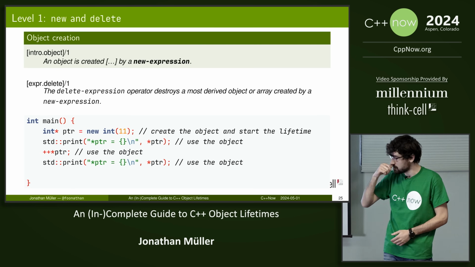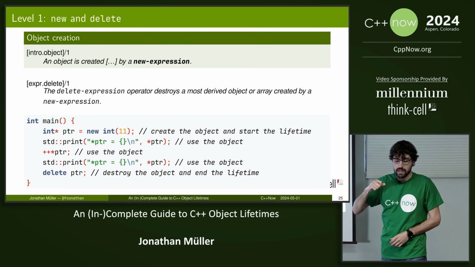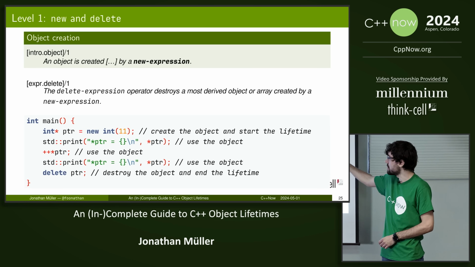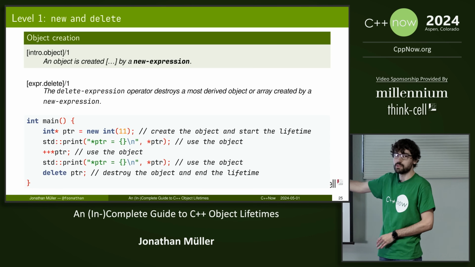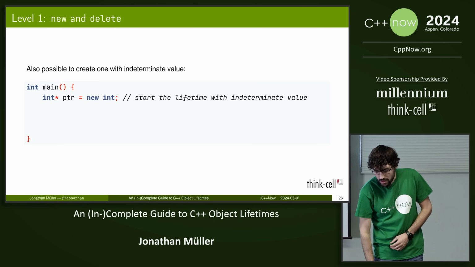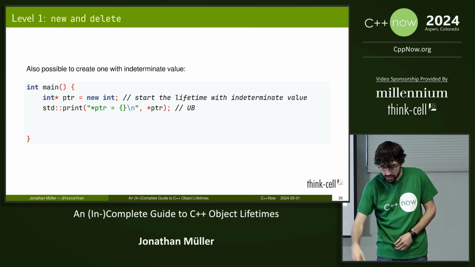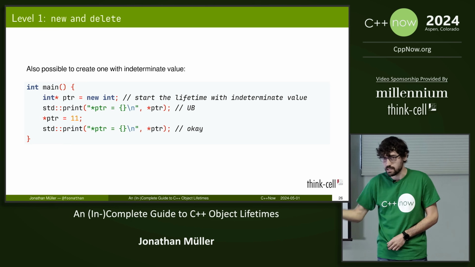We can then use the object as before, and then we delete it, destroy it, end the lifetime. And we're having two objects: the int on the heap, and then the pointer, which is another object with the rules from the previous name. And here we can also have indeterminate values, which can lead to undefined behavior unless we assign it as before.